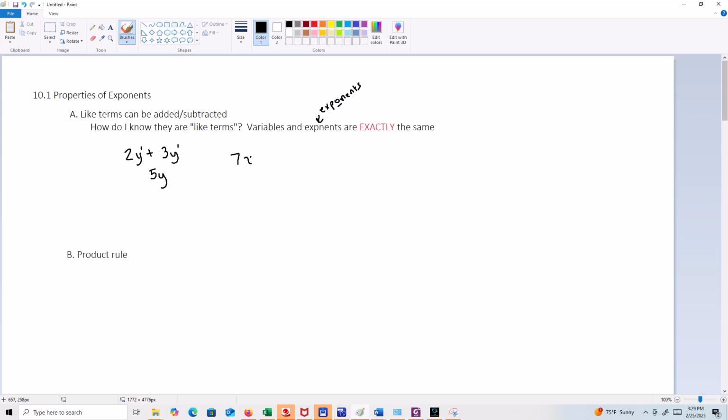7x squared minus 5x squared. Our exponent is 2 on the x, and the x is exactly the same. So these are like terms. So if we have 7x squared and we subtract 5x squared, we will have 2x squared.